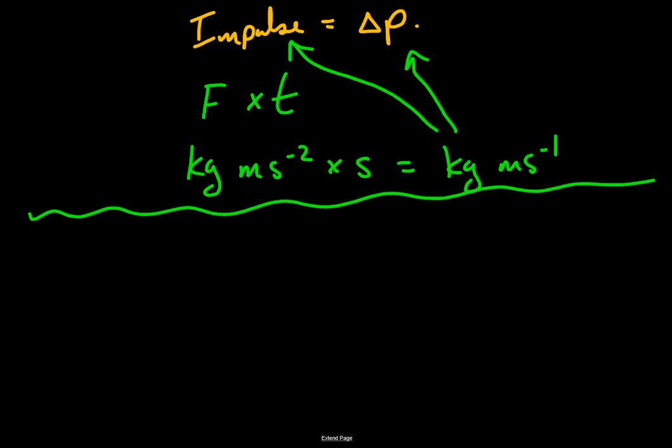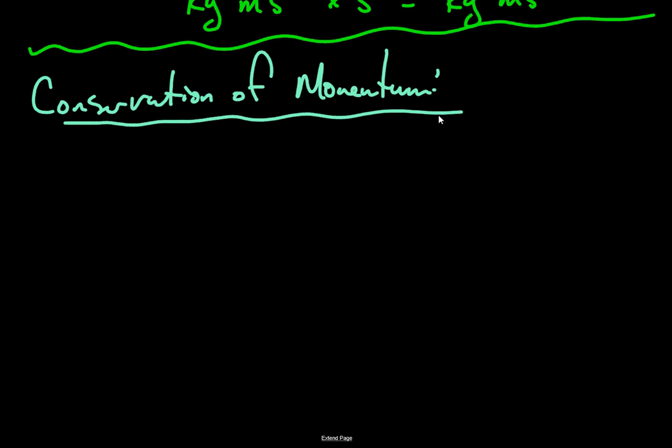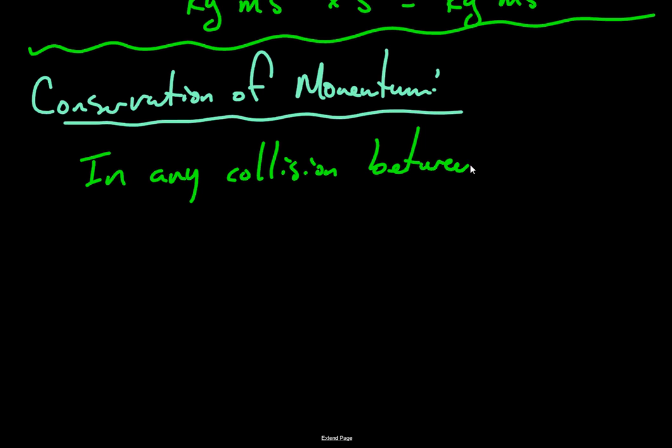Okay, let's move on. So now let's talk about conservation of momentum. Essentially, this is just this law of nature that in any collision between two masses, the momentum of the system is always conserved.